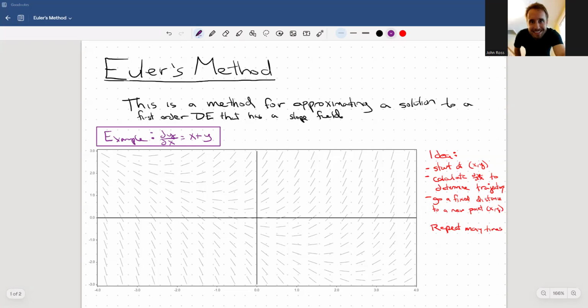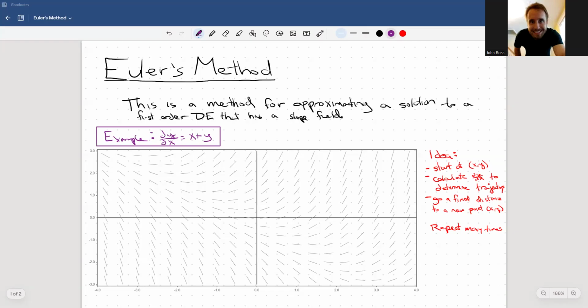I'll briefly mention here, notice that the way this is spelled, it looks like it should be called "Yooler's" method, but this is a mathematician whose name was pronounced as "Oiler," and it's an easy mistake to make. So I just wanted to mention that. Euler's method, the mathematician Euler.